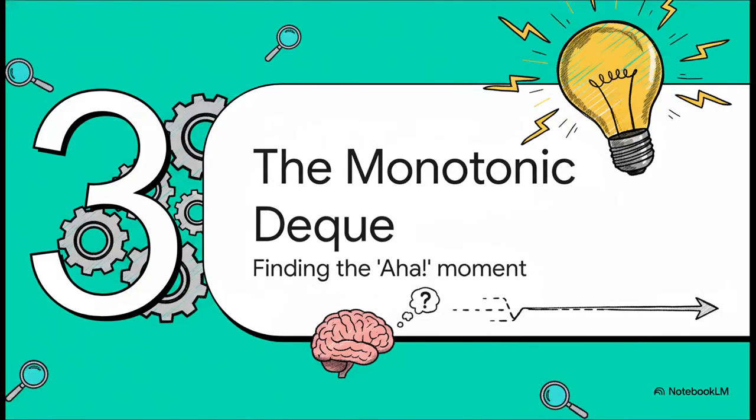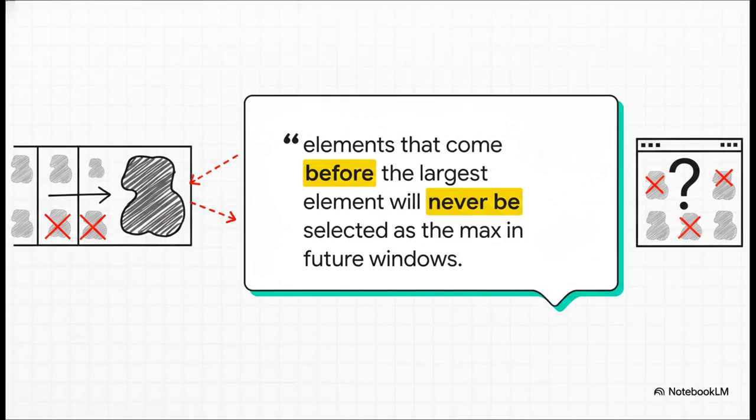And this is where things get interesting. This is where we find the key insight, that aha moment that lets us go from a slow, clunky solution to something elegant and fast. So here it is, the big idea. Once you have a window and you find a really big number in it, think about all the smaller numbers that came before it in that same window. Are they ever going to be the maximum in any future window? No way, because any future window that includes them will also have to include that bigger number we already found. So those smaller, earlier numbers, they're basically useless now.